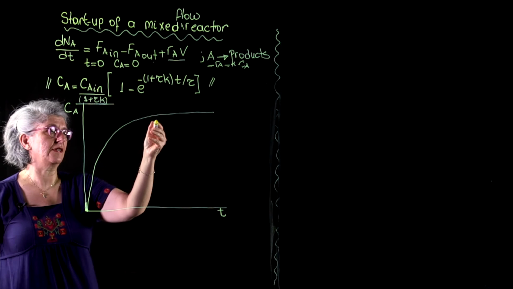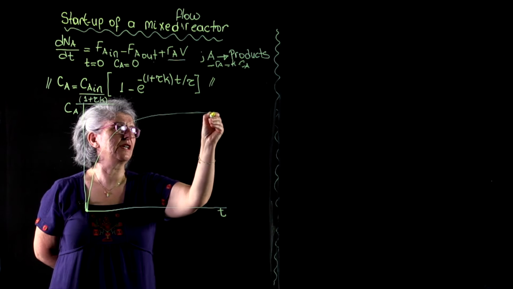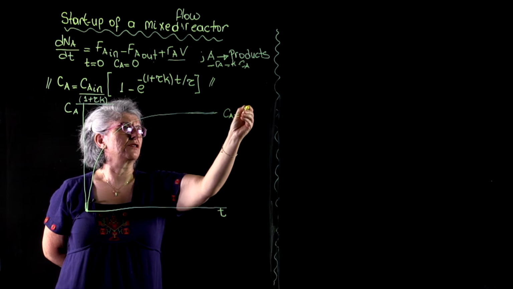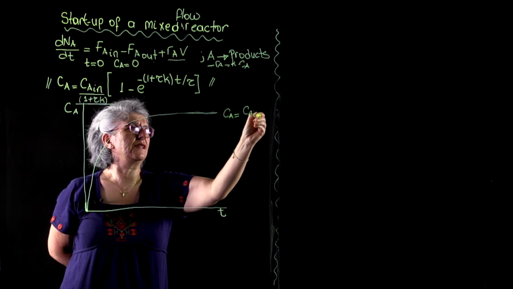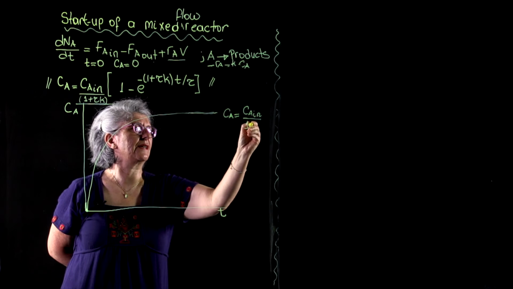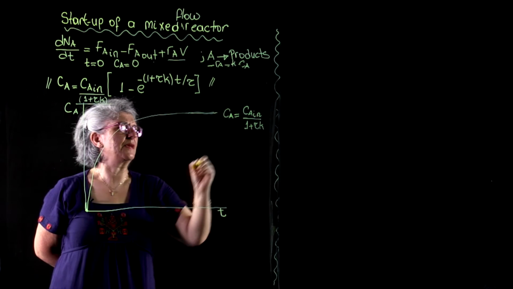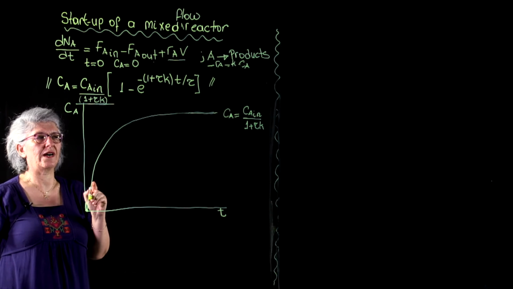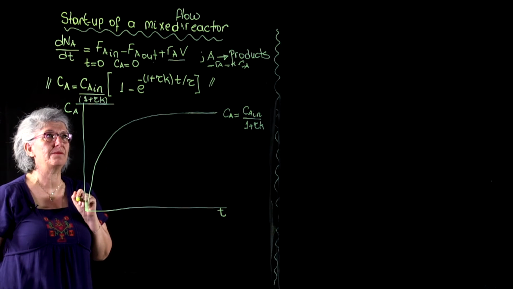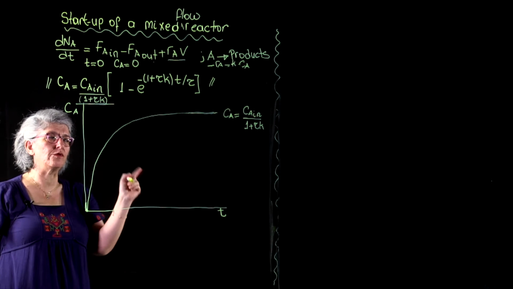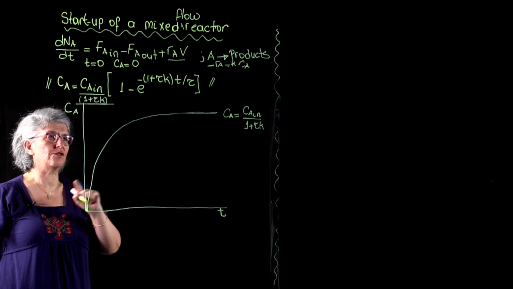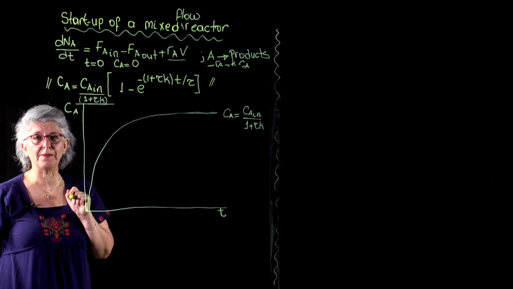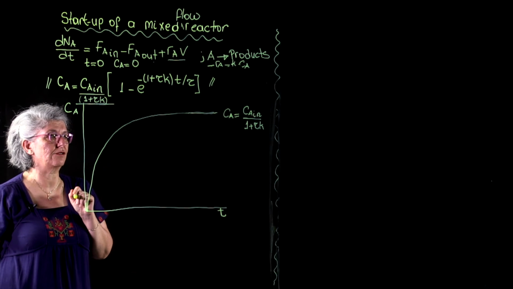And for the asymptotical solution, our concentration approaches the inlet concentration divided by 1 plus tau k. Remember that that was the steady state solution for our first order reaction taking place in a mixed flow reactor. So as time goes to infinity, concentration of A should go to the steady state solution. This is how you're going to check if you are making a mistake or not in your derivations.